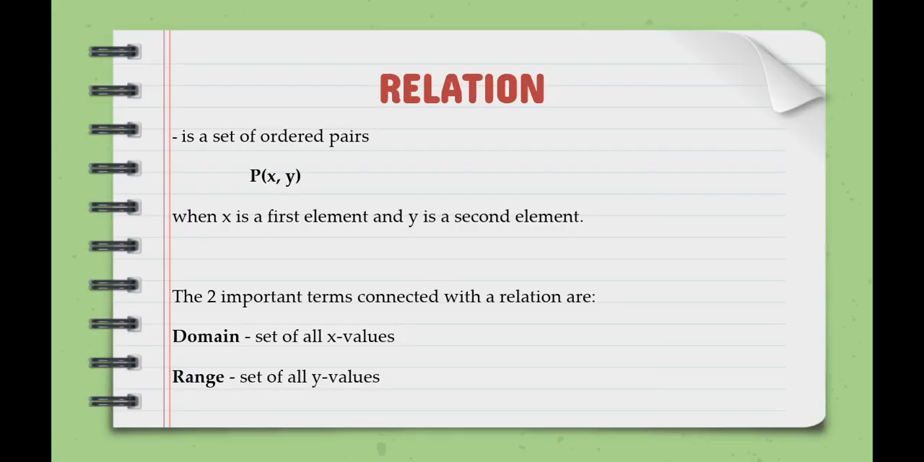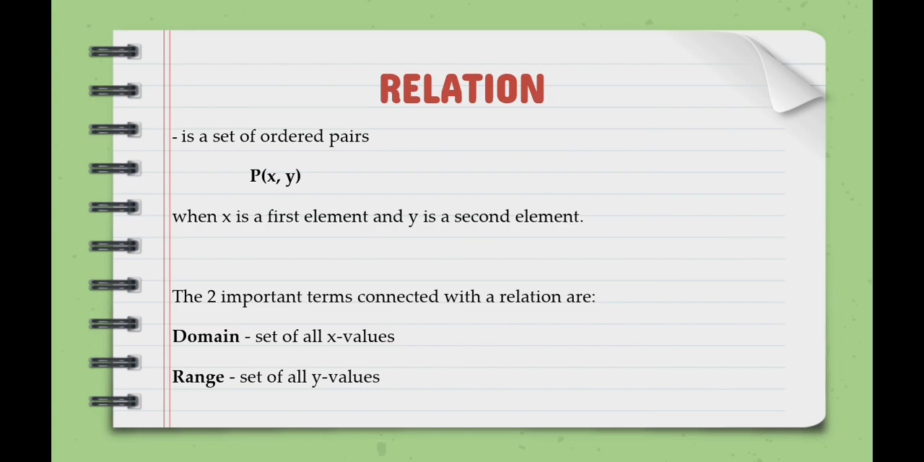So, ano nga po ba ang pag sinabi nating relation? Relation is a set of ordered pairs. The ordered pair is a point, x and y coordinate, where x is the first element and y is the second element. So, ibig sabihin, kapag ang ordered pairs ay naka-group of ordered pairs, with which is the point x and y coordinate, kapag nakaset siya, ang tawag sa kanya is relation.